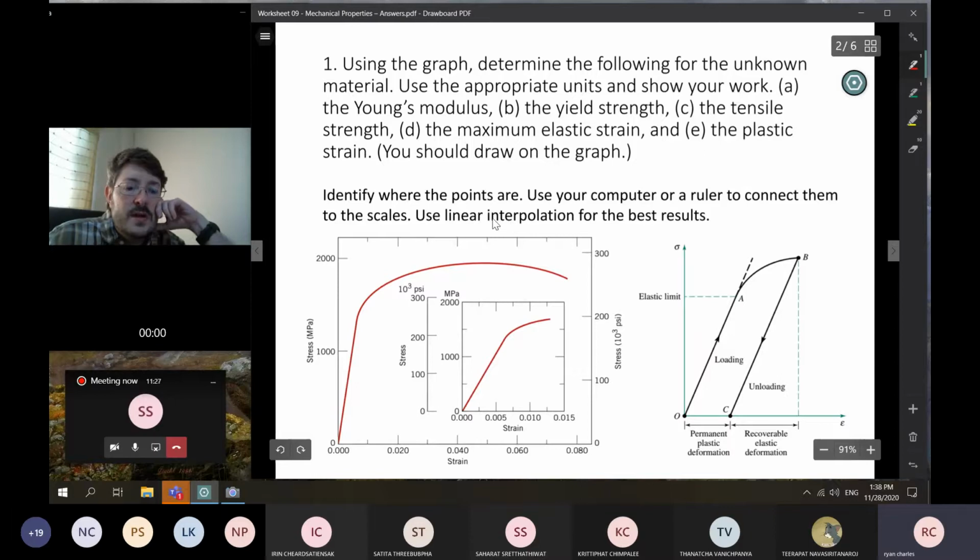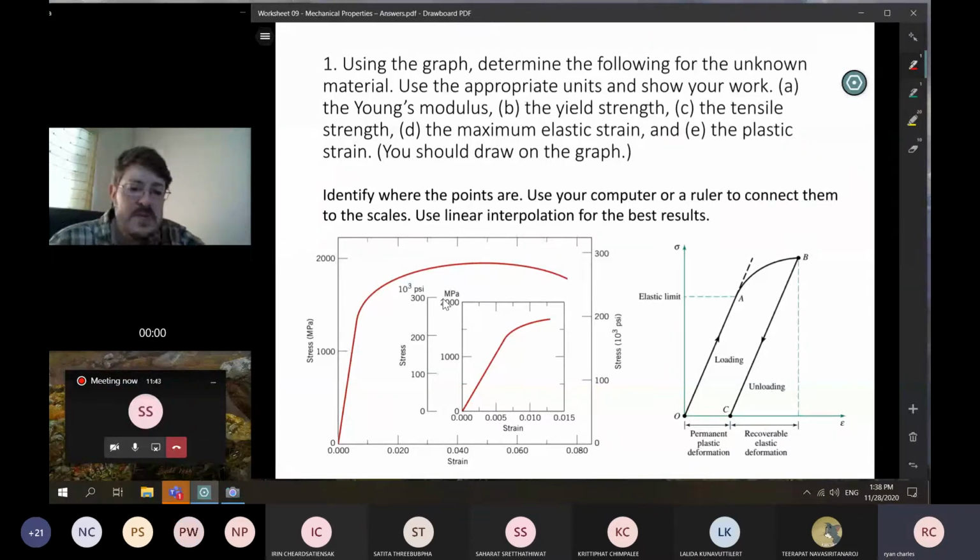And you can use linear interpolation, right? This is a very coarse scale, 0, 1,000, 2,000, so you have to interpolate that. Some of you drew your own scale, which could work sometimes, but for best results, you should interpolate it.